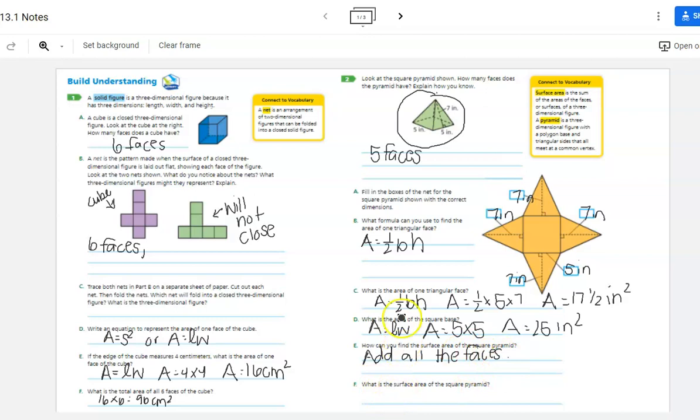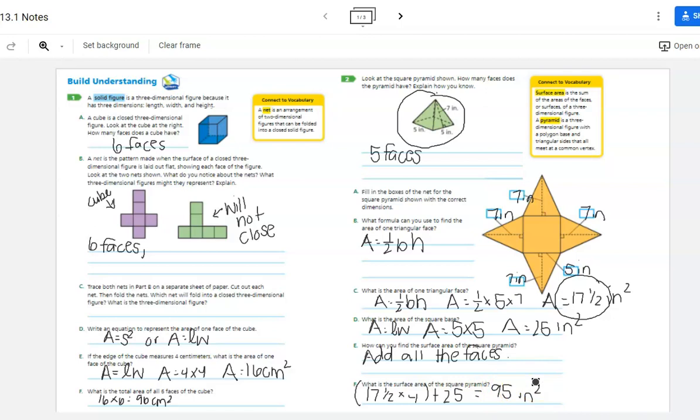What is the surface area? So what we're going to do is we have 1, 2, 3, 4 triangles. One triangle is 17.5. So I'm going to take 17.5 and multiply it by 4. And then I need to add in my square, which is 25. When I put this into the calculator, I get 95 inches squared.